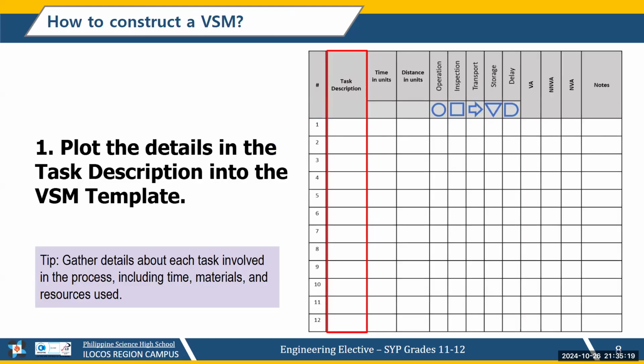So how to construct a VSM? Step 1 is to plot the details in the task description into the VSM template. So our tip here is to gather details about each task or step involved in the process and include the time, the materials, and resources used or needed in order to achieve that step. So that's the first step in constructing your VSM.